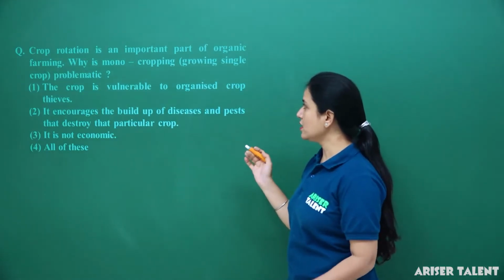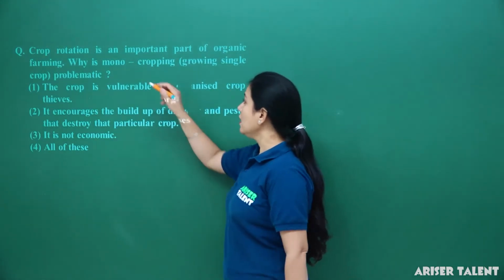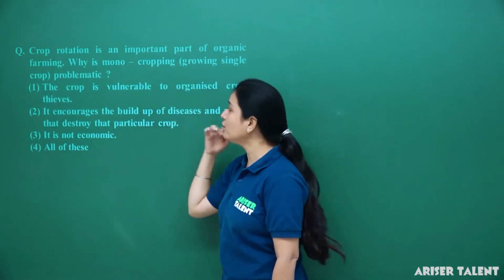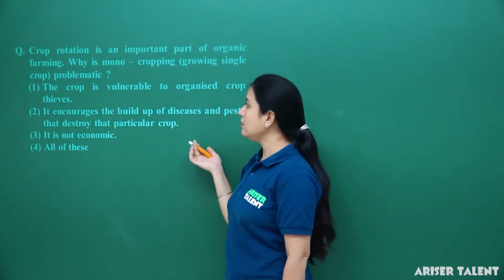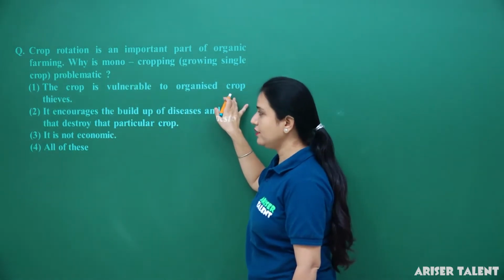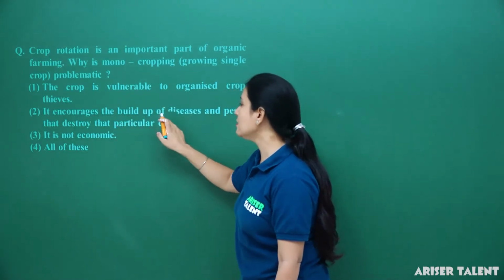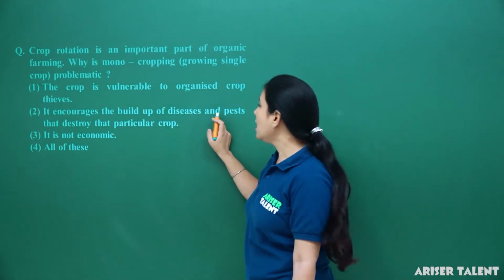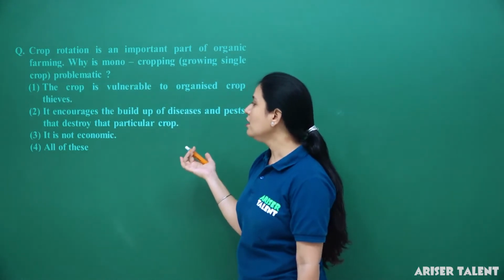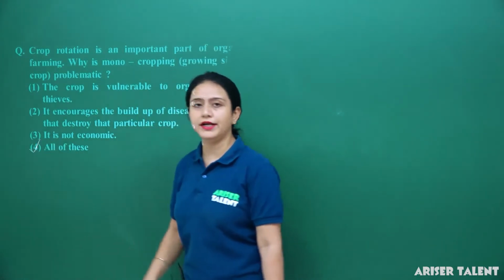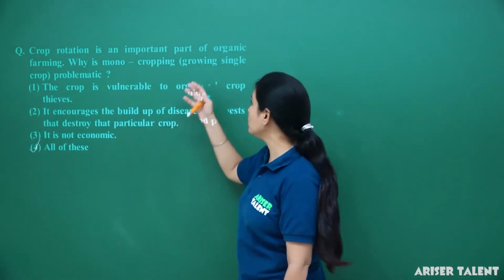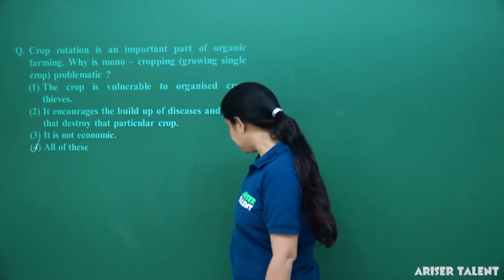As we all know, generally when we grow a single crop, it would be very difficult for the farmers, as the crop is vulnerable to organized crop thieves. Yes. It encourages the buildup of diseases. Yes. And pests that destroy the particular crops. Yes, it is not economic, and option 4 is the correct answer because these are the factors we have to face if we grow the single crop.